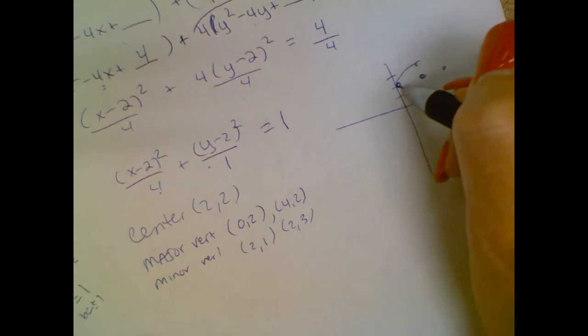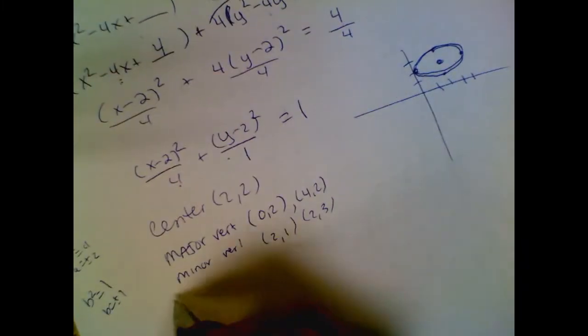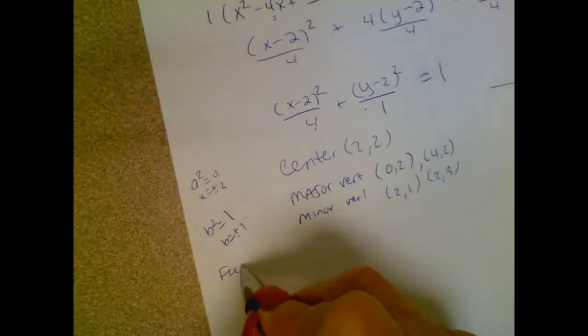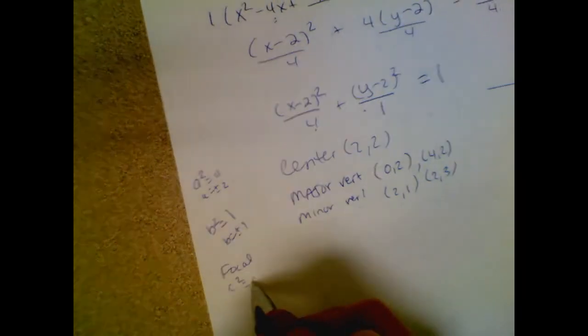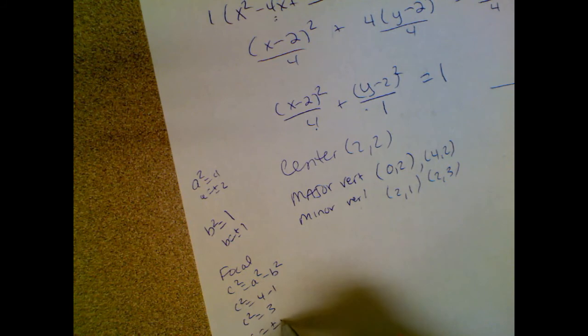You can go ahead and draw it. Oh, I missed that one right there. I missed this one. And your foci points. Your focal points, or foci points, here's your formula. C squared equals 4 minus 1. C squared equals 3. C is plus or minus square root of 3.